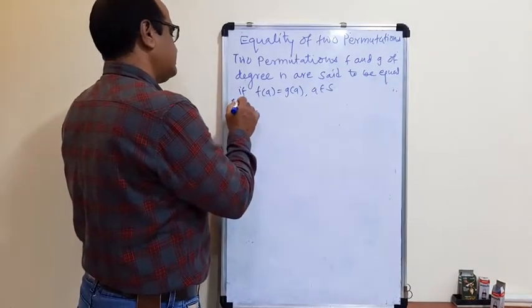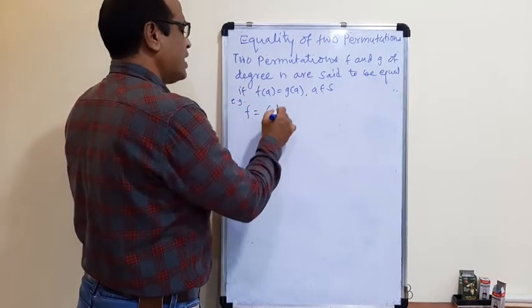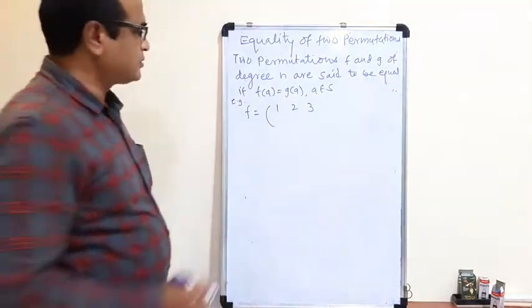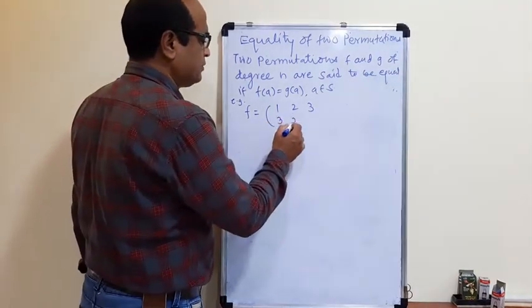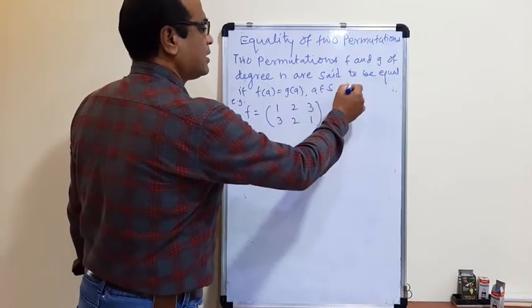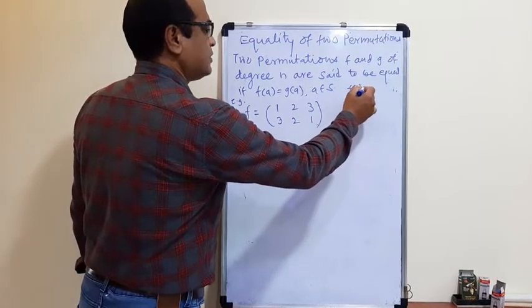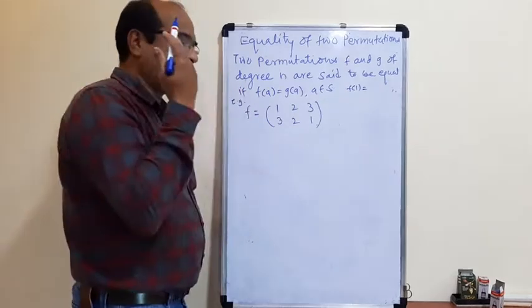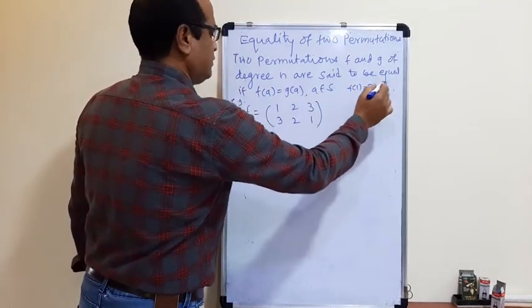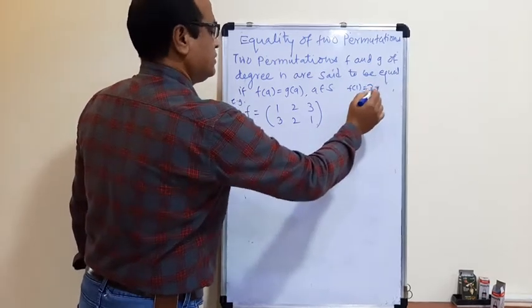For example, we take 1, 2, 3 on top and 3, 2, 1 below. So the function F is defined like that: F of 1 is equal to 3, then F of 2 is equal to 2.